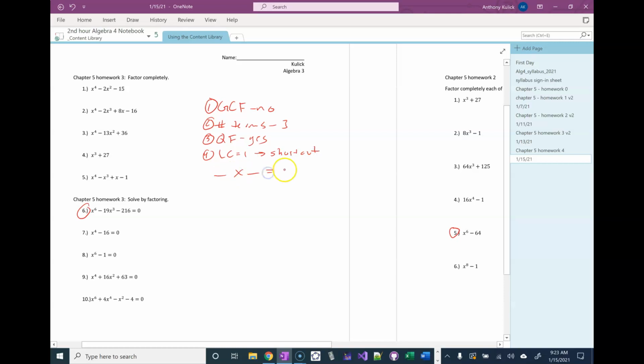So we're looking for 2 numbers that multiply to give us negative 216 and add to give us negative 19. Did you find those 2 numbers? No. Okay, well, the 2 numbers you need are negative 27 and positive 8.